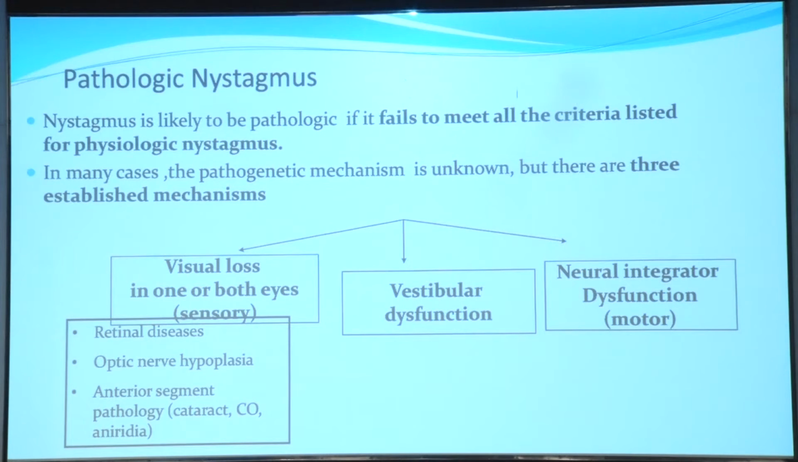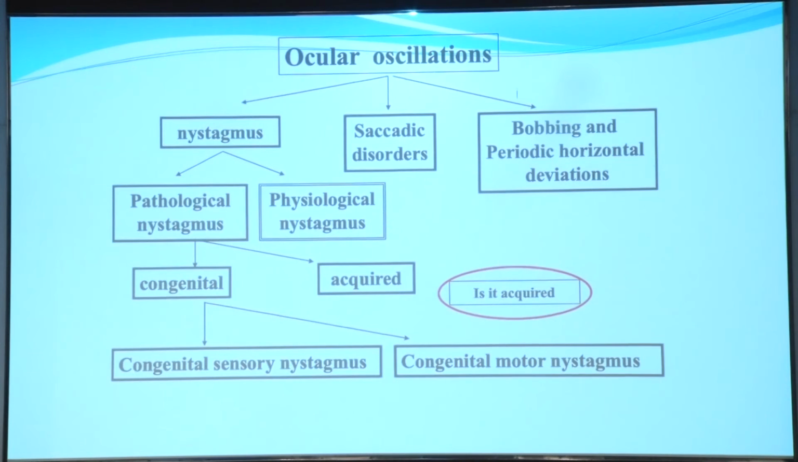Vis-a-vis a pathological nystagmus, which does not meet all these criteria of physiological nystagmus, is classified as pathological nystagmus. Even though the exact mechanism or pathophysiology of these nystagmus is yet to be established, we know that it's generally because of three basic mechanisms. One could be vision loss, which is secondary to local ocular causes, or a vestibular dysfunction, or a neural integrator dysfunction, which may lead to motor nystagmus.